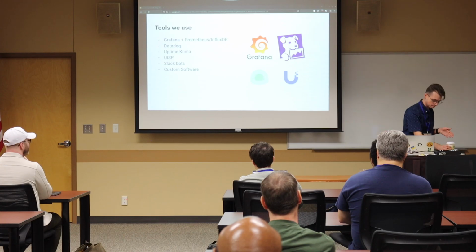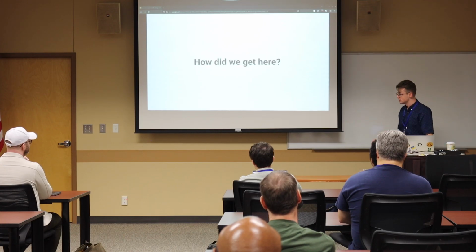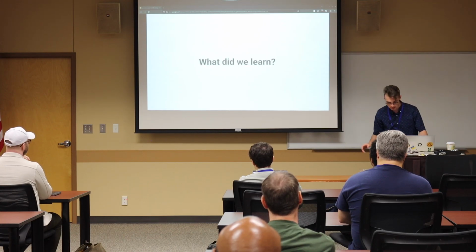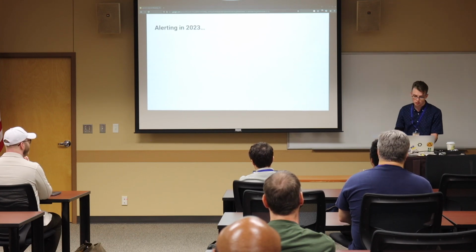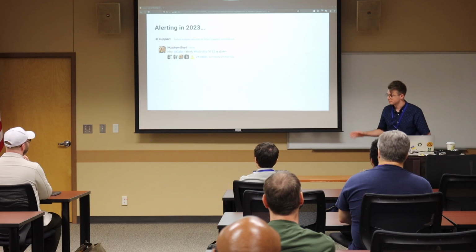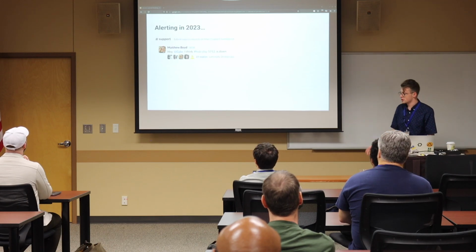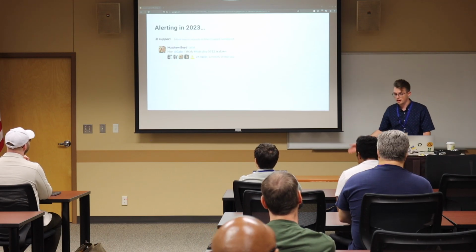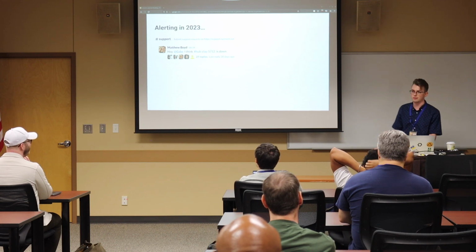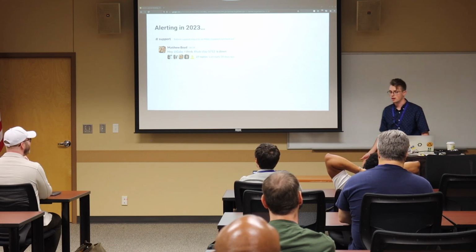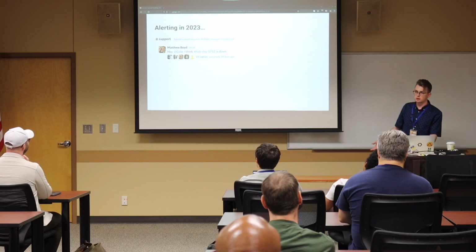So what does that look like? How did we get here? And what did we learn? So I joined the mesh in 2023, so I'll start there. In 2023, our alerting looked something like this. People would just kind of be like, oh man, my internet's down, and then ping in Slack. We didn't have any robots yelling at us when things broke, which wasn't great.